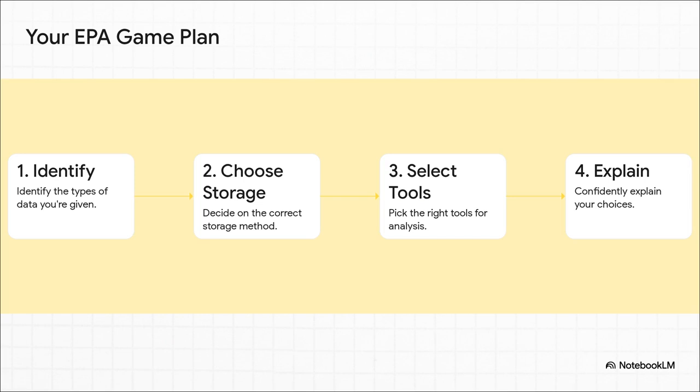So here is your game plan. It's a simple 4-step process. Step 1. The second you see data, identify its type. Is it structured, unstructured, semi-structured? Step 2, based on that, you choose the right kind of storage for it. Step 3, you select the right tools to actually analyze it. And step 4, this is the most important part, you have to confidently explain why you made those choices.